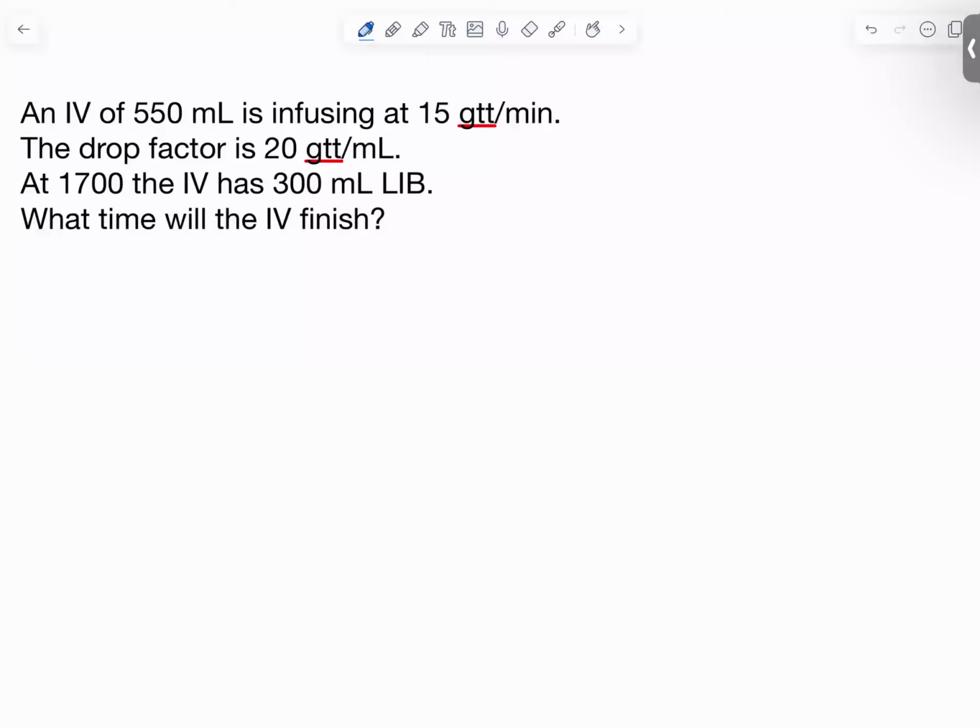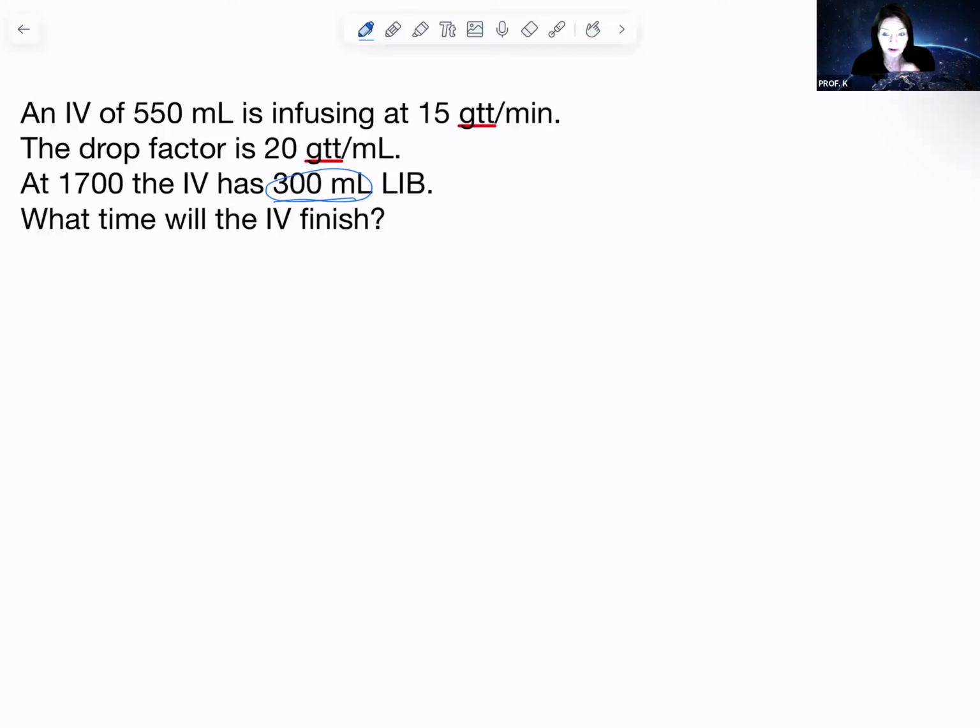All right, so let's do this real quick. So I'm going to give you my scenario. This is the scenario I use in class. So there's an IV of 550 milliliters that's already running at 15 drops a minute. It's already running. All right, the drop factor is 20 milliliters an hour. But at 1700, I walk into the patient's room and the IV only has 300 milliliters left in it.